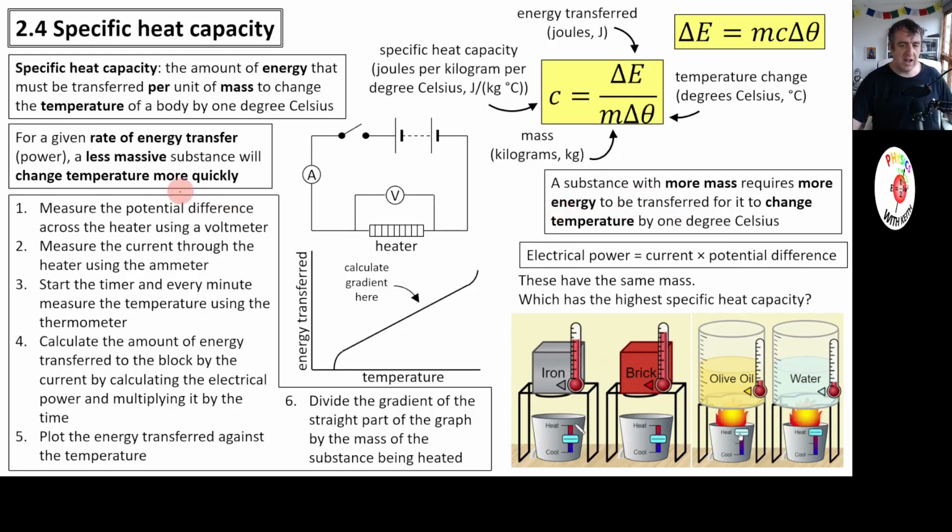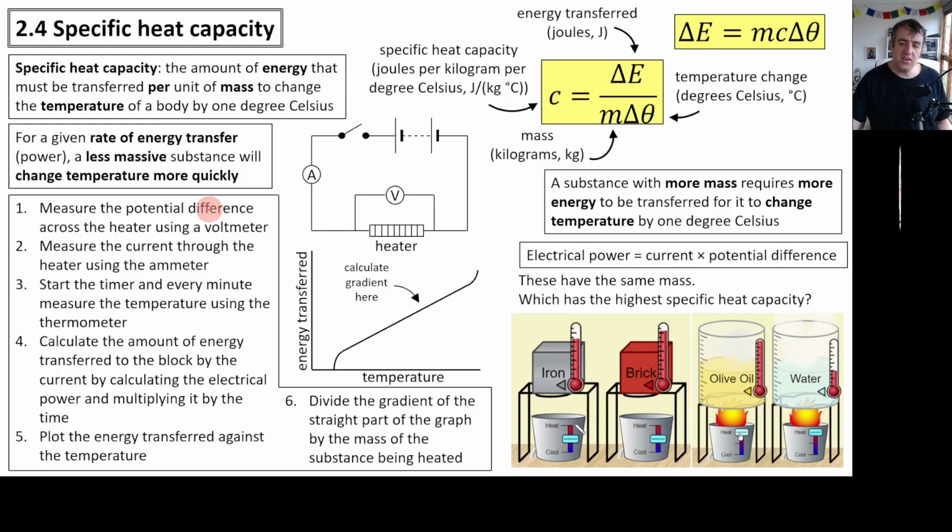Right, let's look at the practical then. What do we do? Well, we connect our heater to our circuit. We stick it into our block of whatever we're measuring, or our beaker of whatever liquid we're measuring the specific heat capacity for. And then we measure the potential difference across the heater using a voltmeter, and the current through the heater using an ammeter.